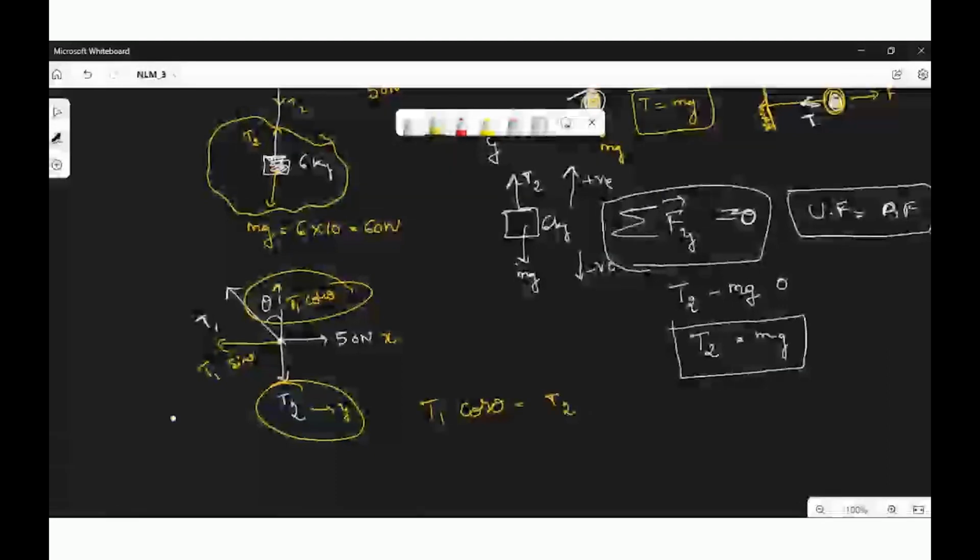T1 cos theta, like upward force equals downward force, or still you can do T1 cos theta minus T2 equals 0. Then you can do T1 cos theta equals T2. That's your choice. Hope you got this step.